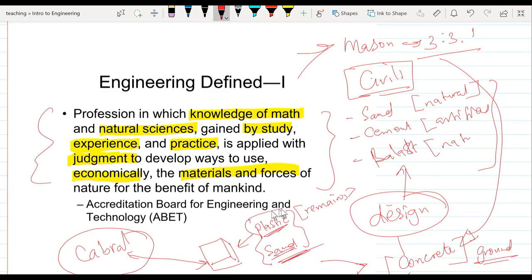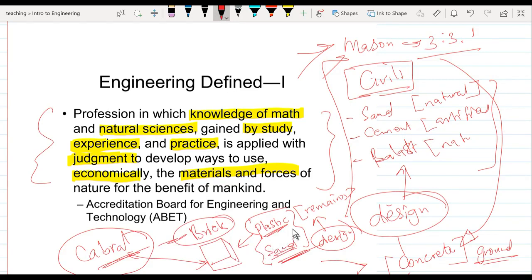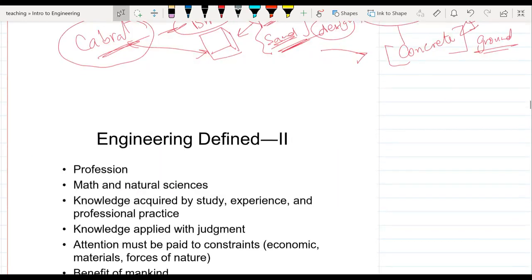So when they have learned how to make this, to design, I'm talking about design, they design this. They will no longer be making them. They are going to be leaving that now to masons to do the work. But the work of designing cabros from plastics or these bricks is done by an engineer. With some knowledge of mathematics and sciences, and with study and practice, they apply some judgment to make products from natural products and others that are man-made, to make products that are beneficial to humanity. So that is one way you can define engineering.